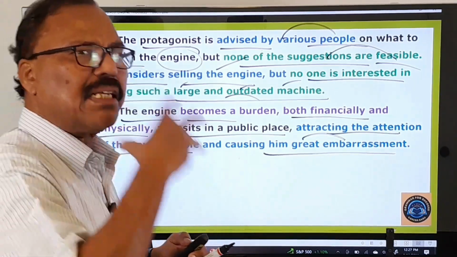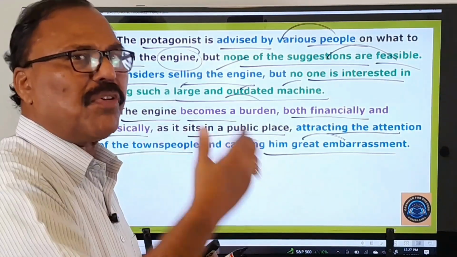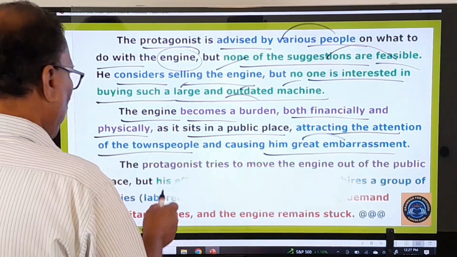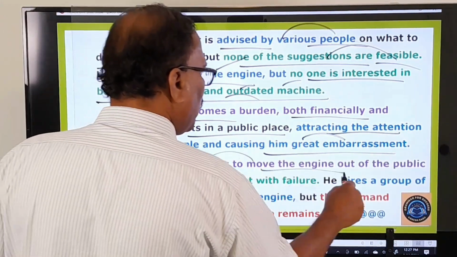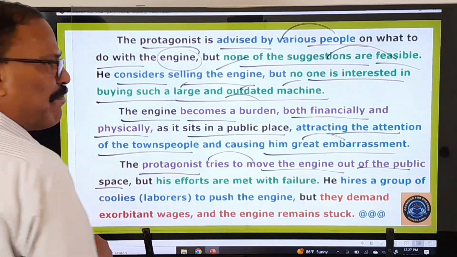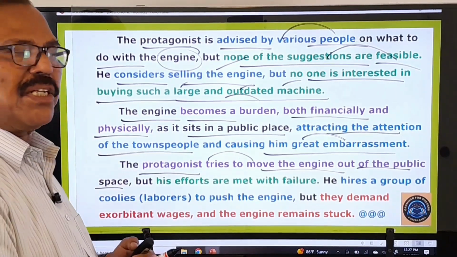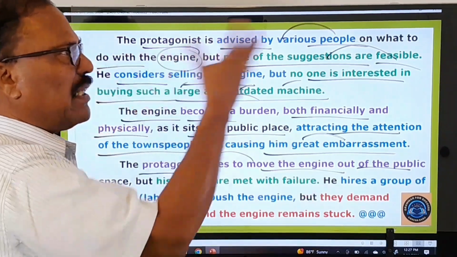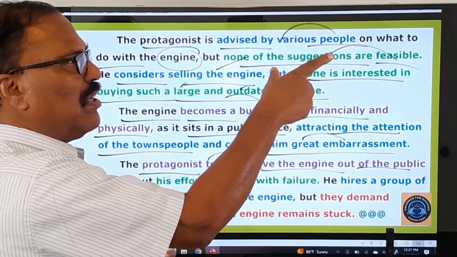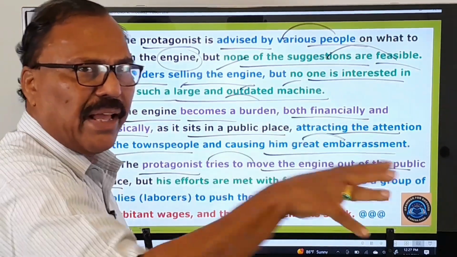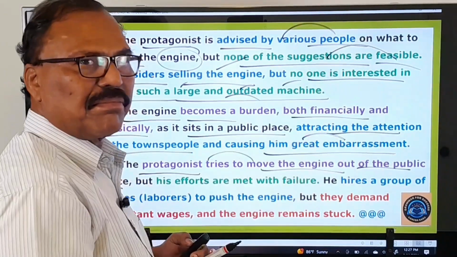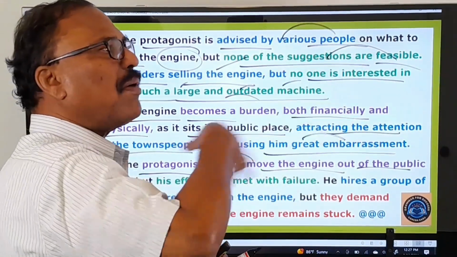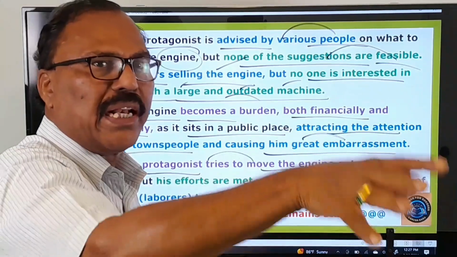It is embarrassing him. It is confusing him. It has therefore become a great embarrassment for him. And now you see that the protagonist tries to move the engine out of the public place. He tried his best to move that engine, because it has become a stumbling block to the people going here and there. It is on the road, and therefore it has become an obstruction.